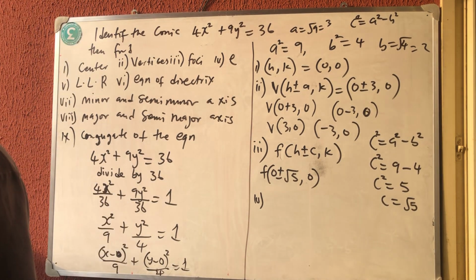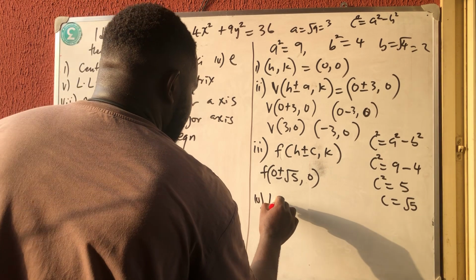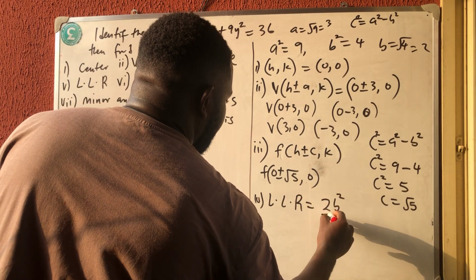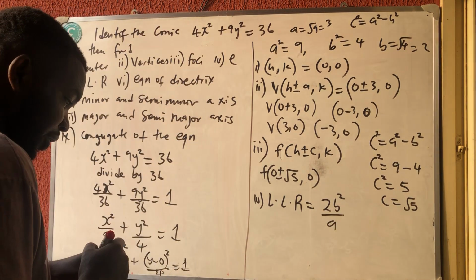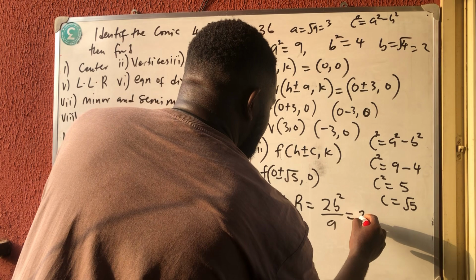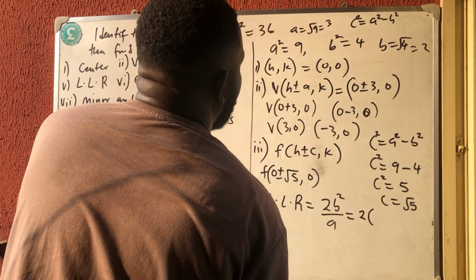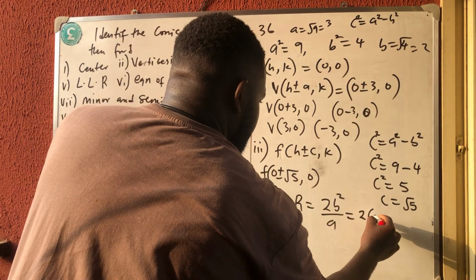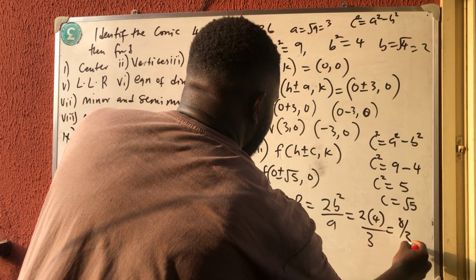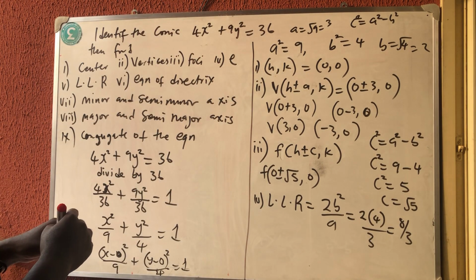IV said length of latus rectum. Length of latus rectum is equal to what? Don't forget 2b squared over what? Over a. Am I correct? Yes, I'm correct. 2b squared over a. So which is what? 2 bracket b squared is what? b squared is 4. 2 bracket 4 all over a is what? 3, which will give you 8 over 3. Okay. So the next one, V.